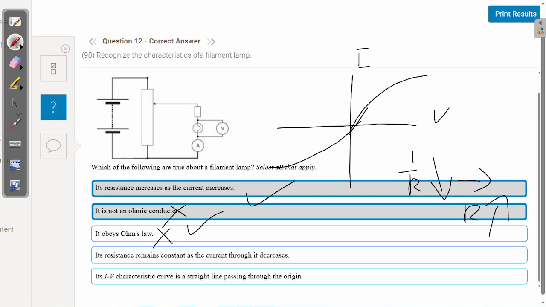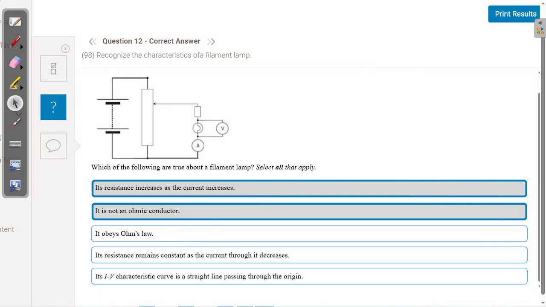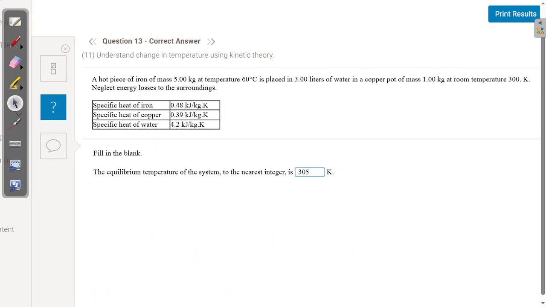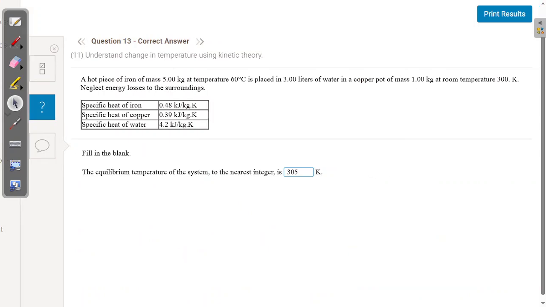It is not an ohmic conductor, so it will not obey this law. So these two are basically the same option. Okay, its resistance remains constant? No, because it starts to bend. Its IV is a straight line? No. Okay. This is chapter 1 stuff.